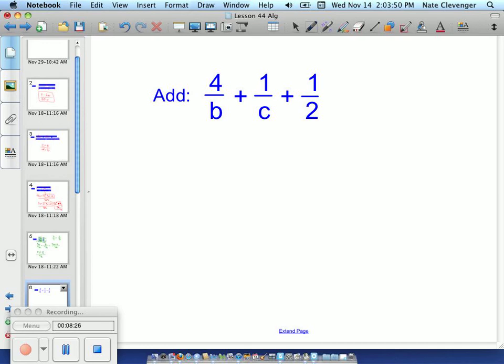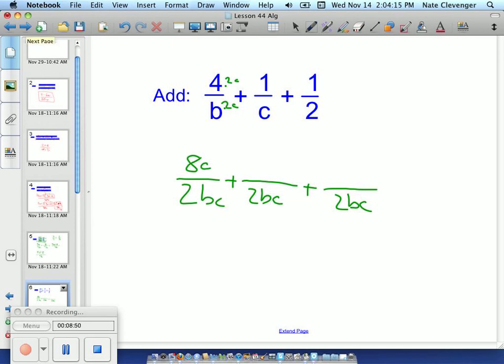But here, our denominators are B, C, and 2. So what's the common denominator going to be? 2BC. So we'll rewrite each of them: 2BC, 2BC, 2BC. So what do we need to multiply B by to make it look like this? 2C. That's 8C. Multiply C by 2B, and then 2 times BC. 1 times BC is BC.